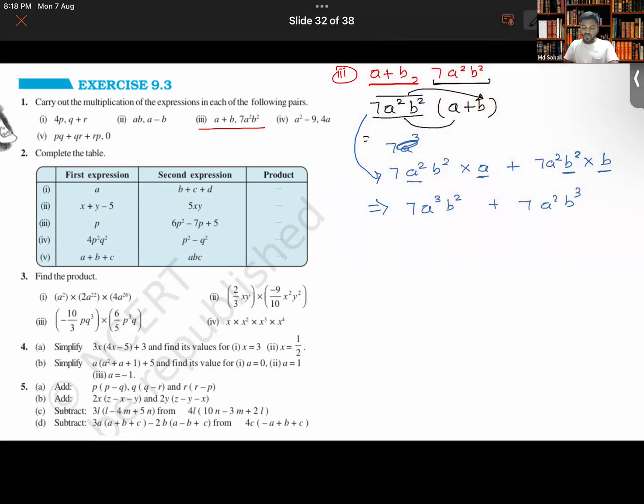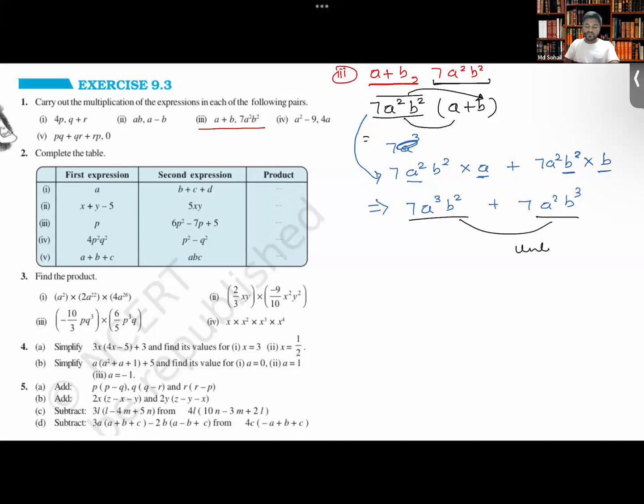How can addition take place between the two terms here? Both of them are unlike terms. So this is the required expression. No calculations can be done further since the powers of the variables are different. For unlike terms, we also consider the power of the variables. Right? Okay, guys. Now the second one is also easy. Simply multiply them, right?